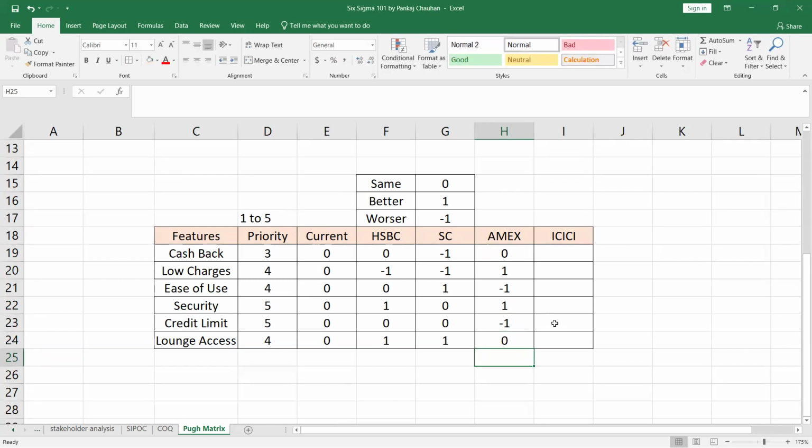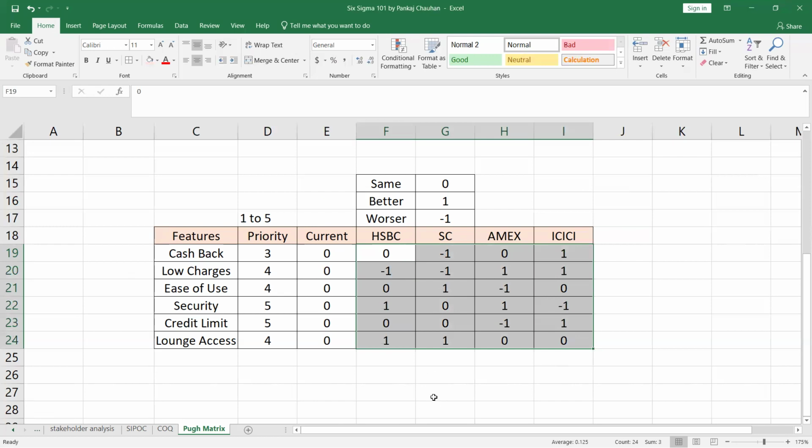Now you see ICICI Bank. Let's say they have better cashback, charges are low, ease of use is the same, security is let's say -1, credit limit is high, and lounge access is the same. Suppose. Now, on the basis of each of the features against the set priority, I have compared, considering the current situation as neutral, in which of the parameters they are the same, better or worse.